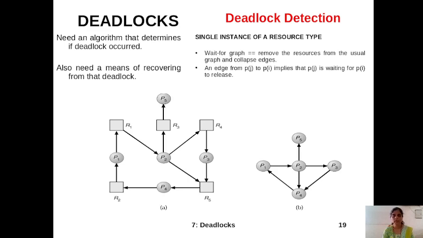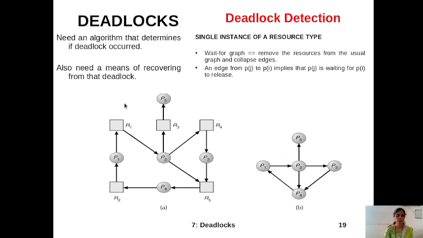Moving on further, here is deadlock detection: if deadlocks are allowed to occur, then what is done? When we talk about the resource allocation graph, there is something called a wait-for graph. When we have a single instance of a resource type, we use a wait-for graph. Here that wait-for graph is obtained from the resource allocation graph.